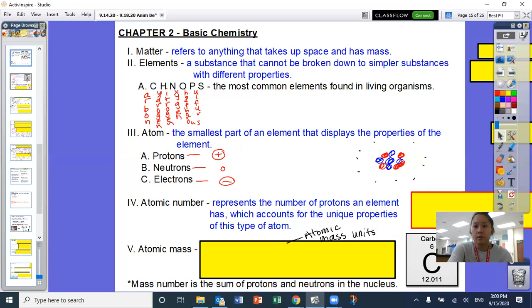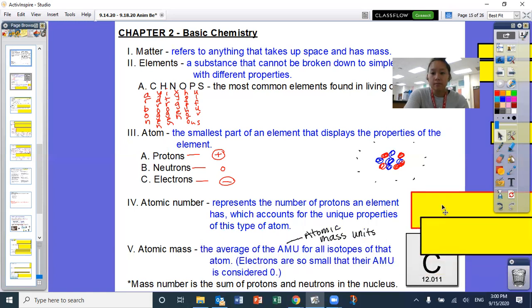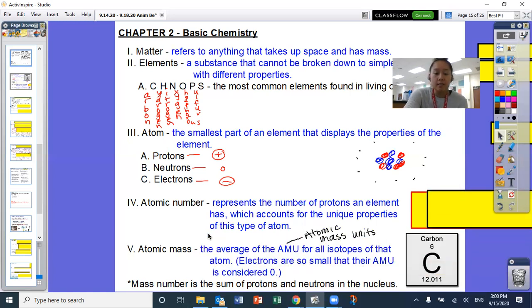So here we have atomic mass. Atomic mass is the average of the atomic mass units for all isotopes of the atom. And isotopes are just different forms of the same chemical element, okay? Some of them are radioactive, some of them have extra neutrons, right? But they all contain the same number of protons, so they're considered the same element. They're just isotopes because they're different versions of the same element. Electrons are so small that their AMU is considered zero. That's what I mentioned earlier when I said they were really, really small. That's why I draw them as dots up here instead of larger massed pieces here.